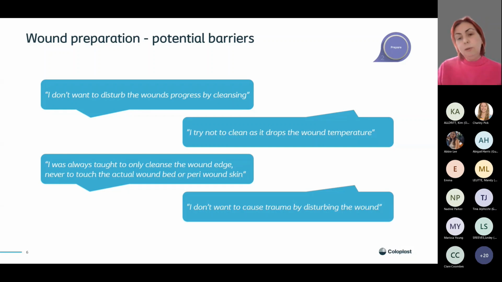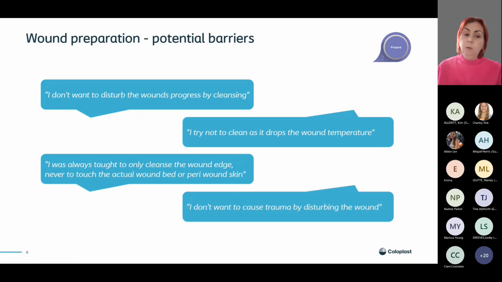These are some anecdotal things that clinicians have said around their feelings about wound preparation or debridement. Some people feel that if they do any cleansing of that wound, then it can potentially disturb the progress of the wound. They don't want to cause any damage to that wound, any new cells and any new blood vessels that might be developing as part of that angiogenesis in the wound healing process. Some people feel that if they clean or wash the wounds, that the wound temperature will drop, and again, it can slow down that healing process.